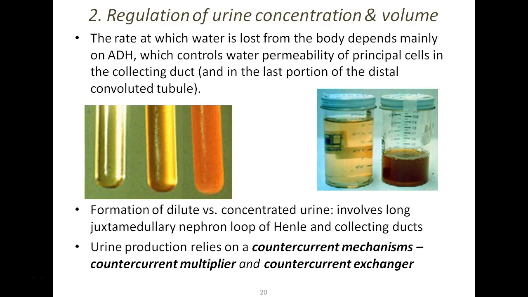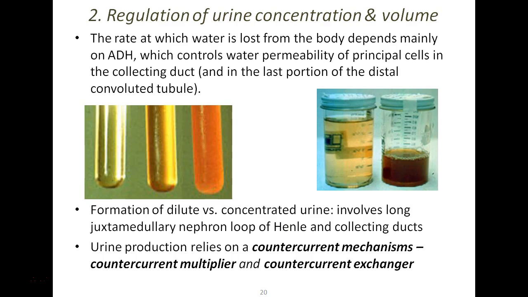The rate at which water is lost from the body depends mainly on ADH, antidiuretic hormone. That's going to control the water permeability of principal cells in the collecting duct and also in the last portion of the distal convoluted tubule. Again, ADH is an important hormone for homeostatic balance in the human body. And the formation of dilute versus concentrated urine involves long juxtamedullary nephron loops and collecting ducts as well.